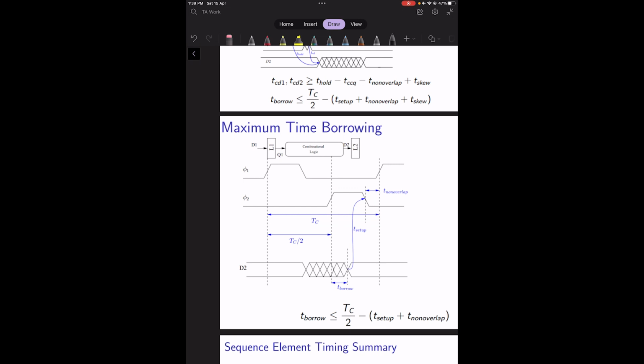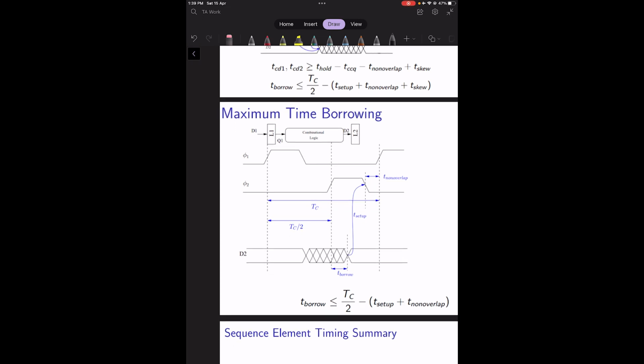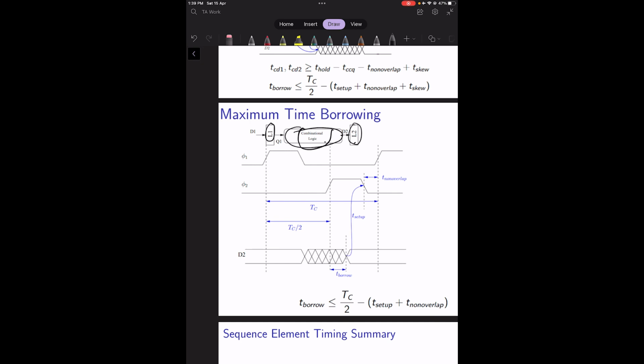Now how do you obtain time borrow, that is maximum time borrowed in a latch based system, right? So let's look at this example where you have latch 1 here, latch 2 here, and a combinational block here. Now how much time can this combinational block borrow from the next clock cycle, that is from phi 2? Let's say phi 1 is here and phi 2 is here.